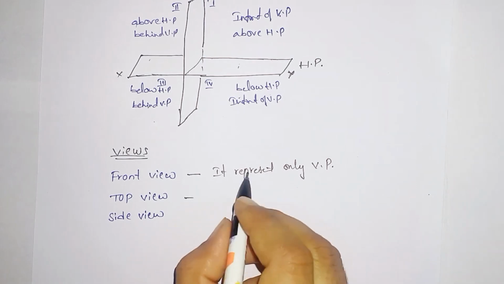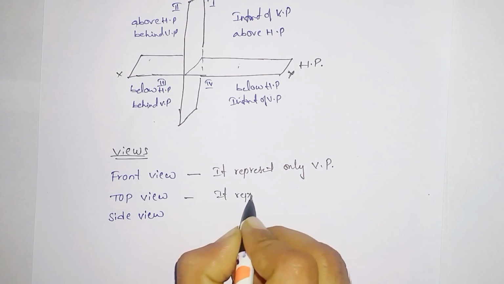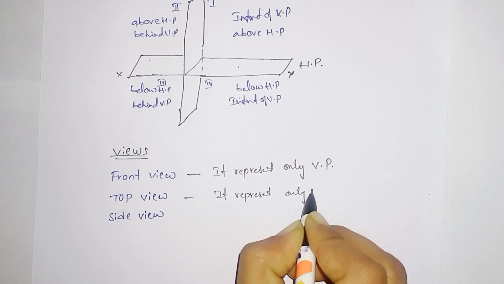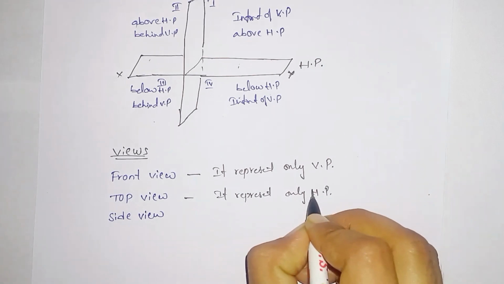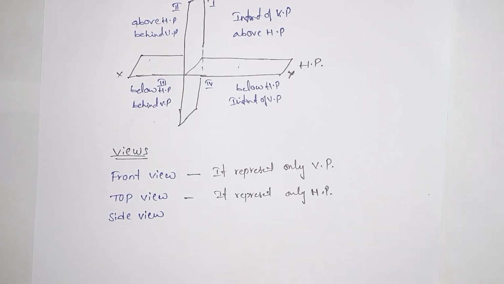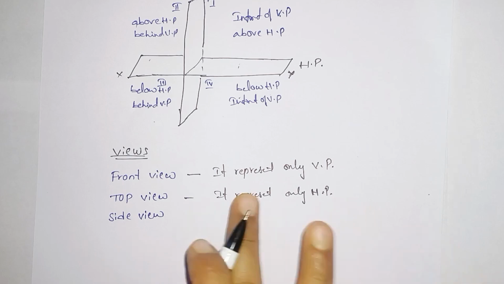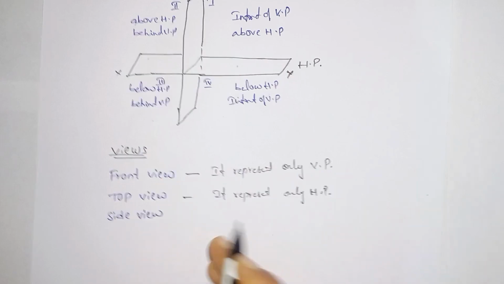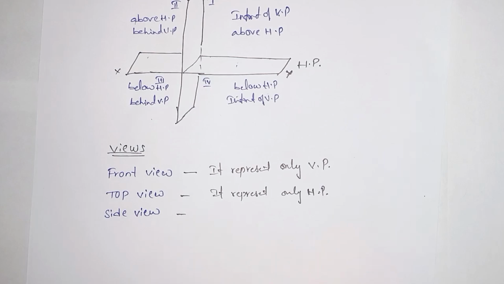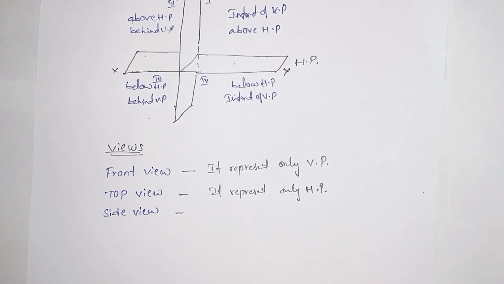The top view obviously represents HP, because VP is over, then the remaining is HP. So in any question, wherever you have to represent a top view, it represents only the HP line, that is the horizontal line. The front view represents only VP, and the side view depends on the diagram, either right or left side.